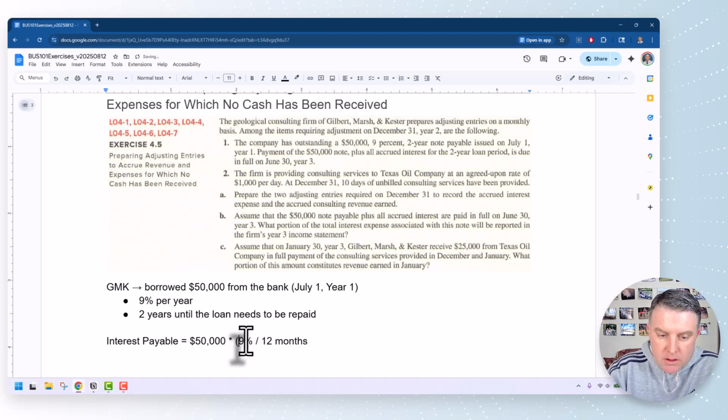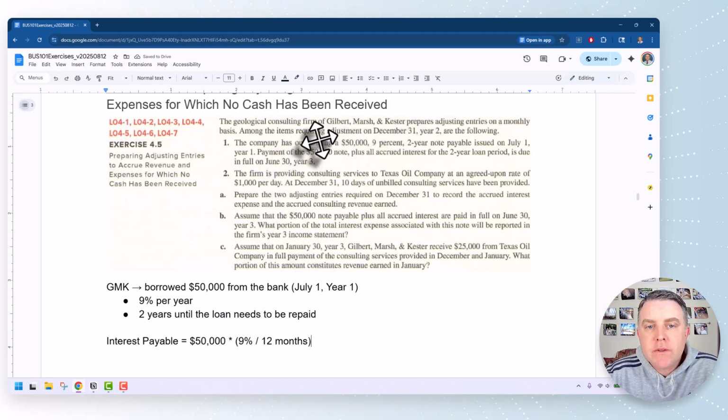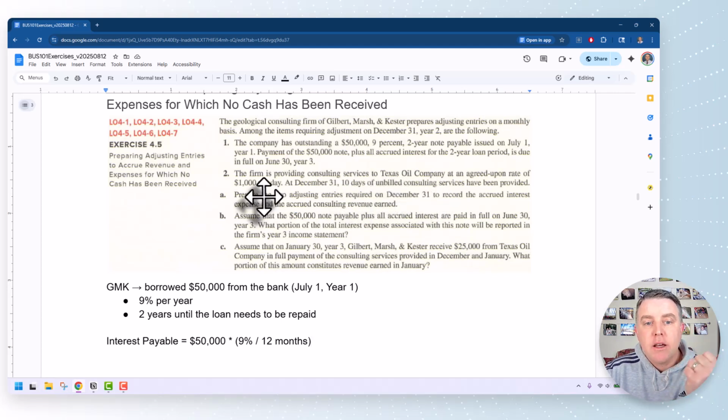And the reason I'm being so careful about the months here is because GMK took this loan on July 1st, and we are preparing an adjusting entry as of December 31st. So July, August, September, October, November, December, 6 months have passed from the time the loan has been taken in July to when we are preparing our adjusting entry.